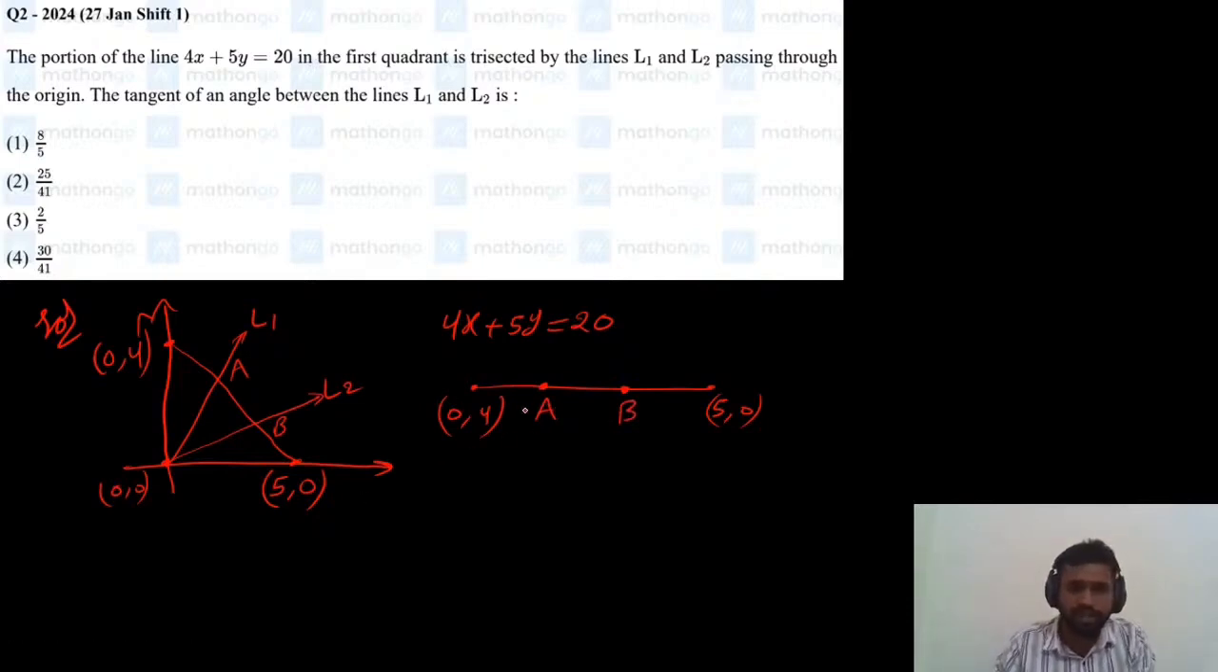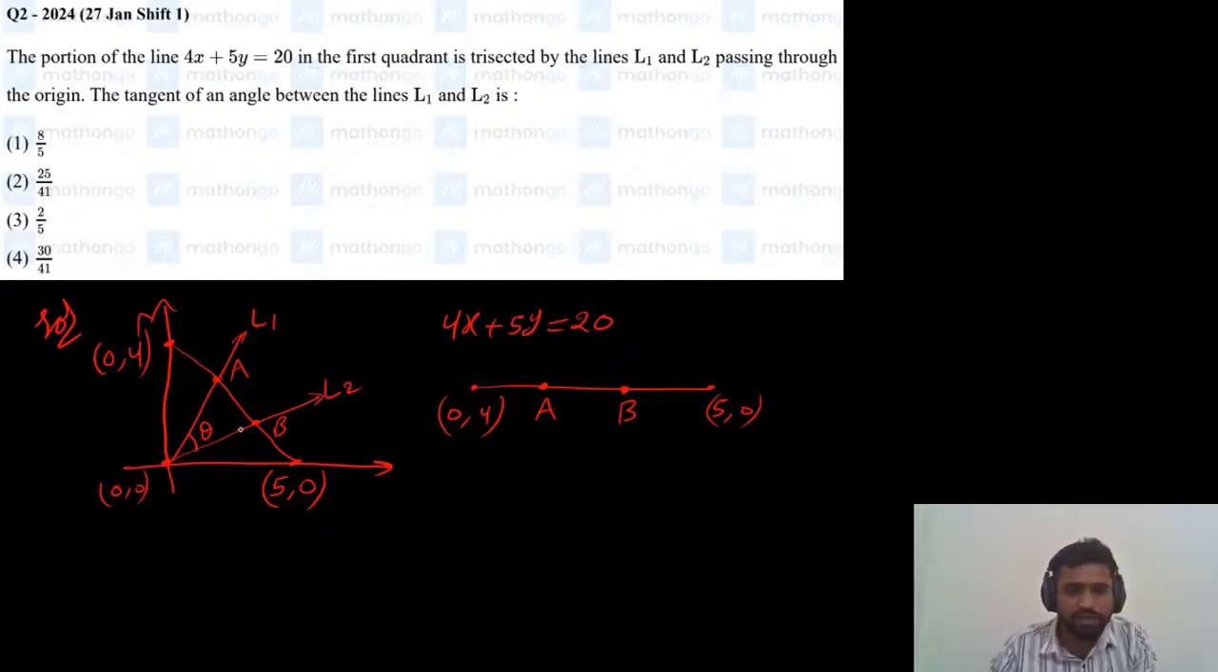Why do we have to find these two points A and B? Actually, what is the question? They asked for the tangent of the angle between the lines L1 and L2. The tangent of the angle means tan theta only, right?